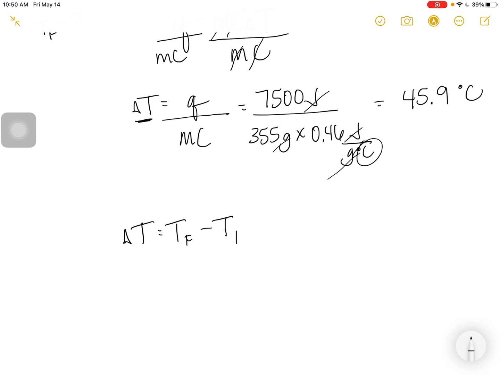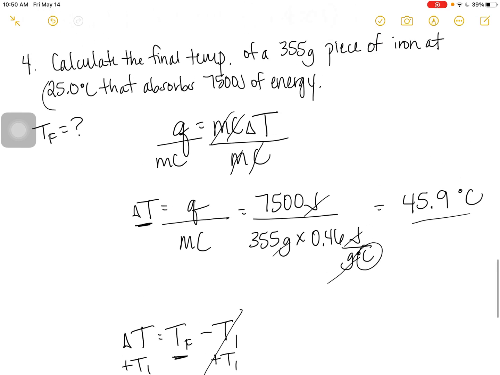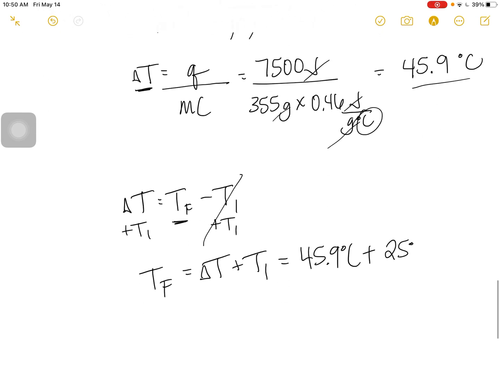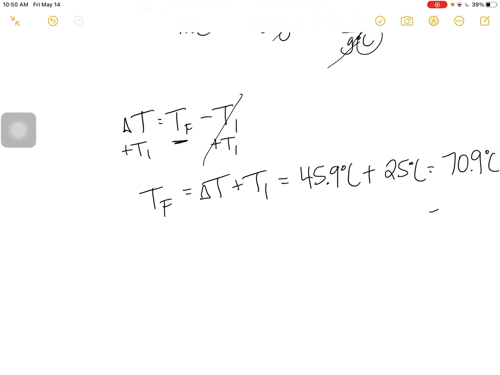We learned above that delta T is T final minus T initial. I'm looking for T final, so let's get rid of T initial by adding it. So T final will be delta T plus T initial. My delta T was just calculated, 45.9, and my initial temperature was 25. Gives me a number of 70.9, but I am limited to 2 sig figs here because of my energy. So if we're being specific, we should report my final temperature as 71 degrees Celsius.